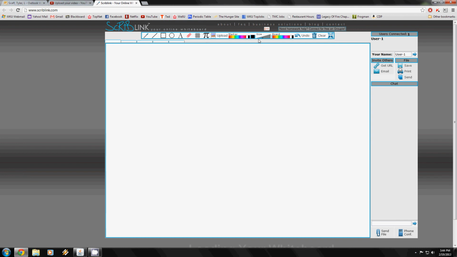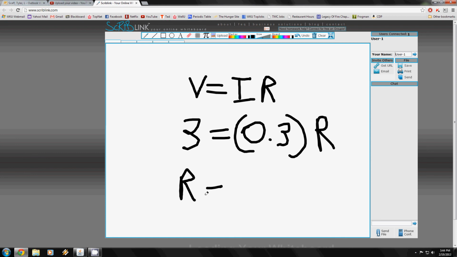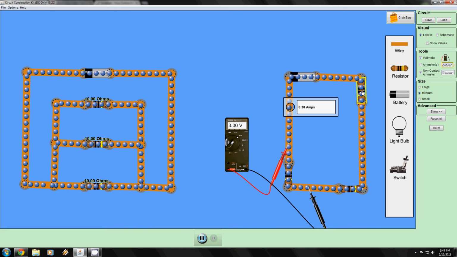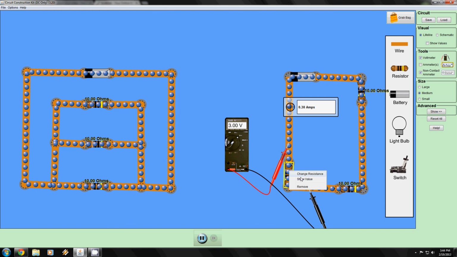So remember that Ohm's law is V equals IR. So we're going to take the voltage, which is 3, and the current, which is 0.3 amps, multiplied by R. Now to find the resistance, 3 divided by 0.3, so R is going to be 10 ohms. And if we check this out here, we can see that that is indeed the case for all of these.